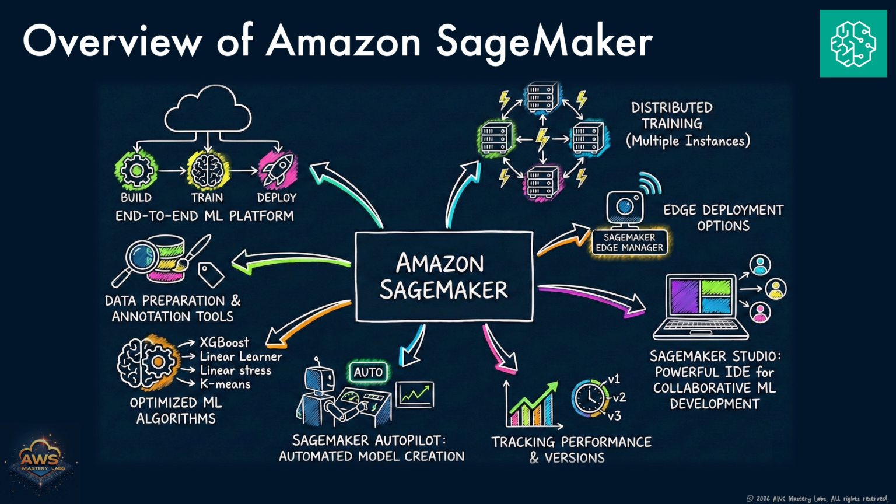If you're not an expert in model selection or tuning, that's okay. SageMaker includes AutoML capabilities through SageMaker Autopilot, which automatically analyzes your data, selects the right algorithms, and builds models for you, while still giving you visibility and control over the process. SageMaker also includes a powerful integrated development environment called SageMaker Studio. This is a web-based interface where teams can collaborate on experiments, write code, visualize data, and manage resources, all in one place. It's like an ML workbench in the cloud.